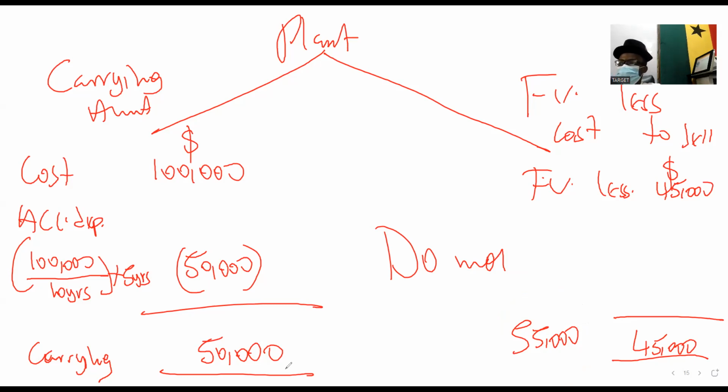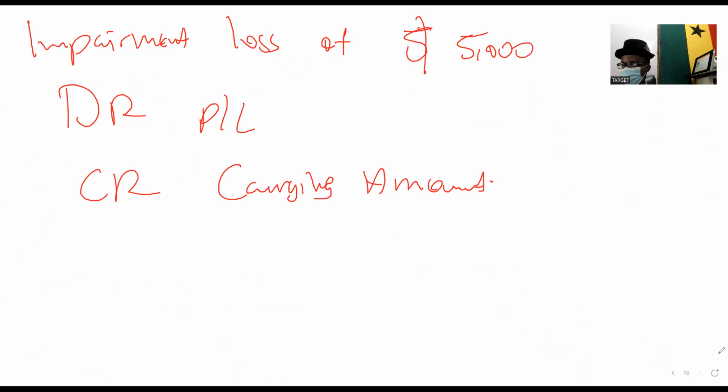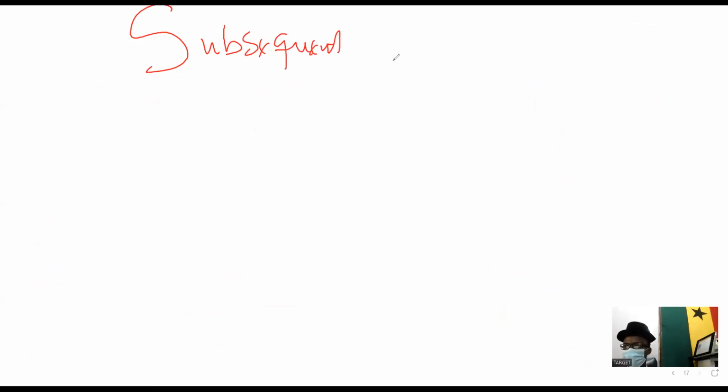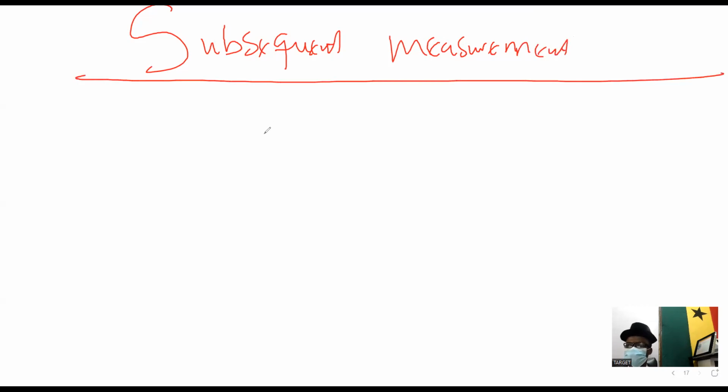Now let me go to the subsequent issues. Subsequent measurement. So subsequent measurements are those after the initial measurement, maybe at the balance sheet date, at the reporting date. Here there are rules. Rule number 1, take notice of this: no depreciation. I repeat, no depreciation.